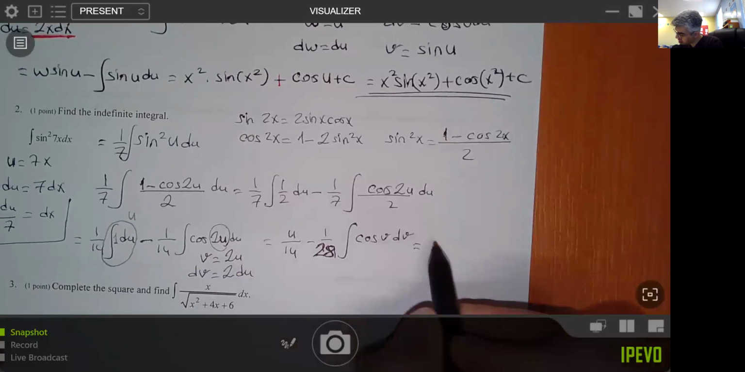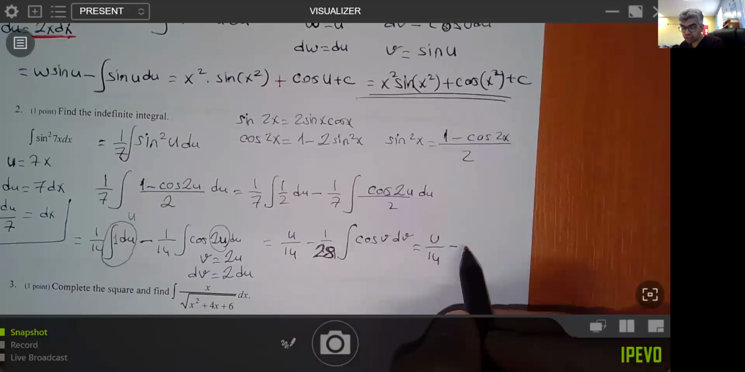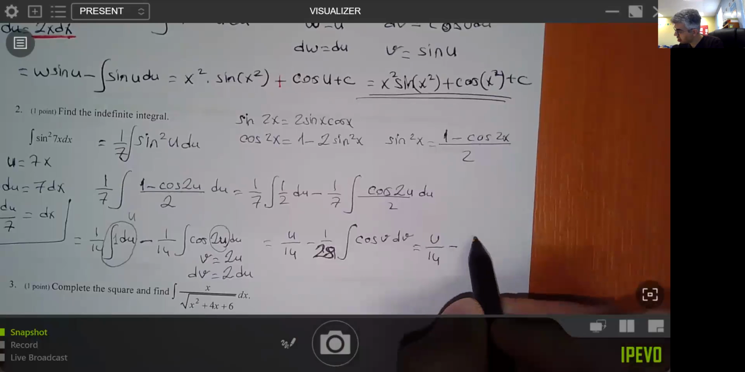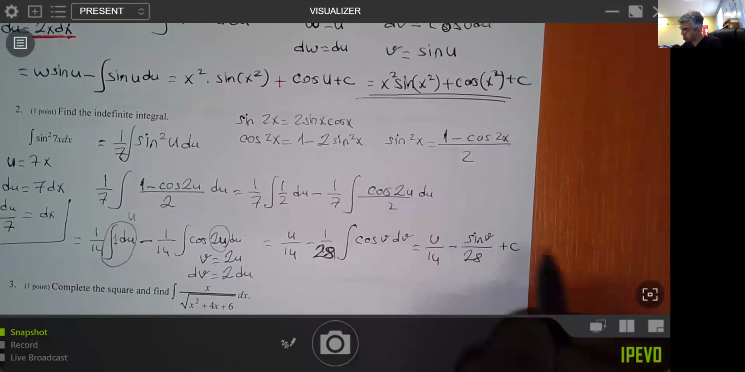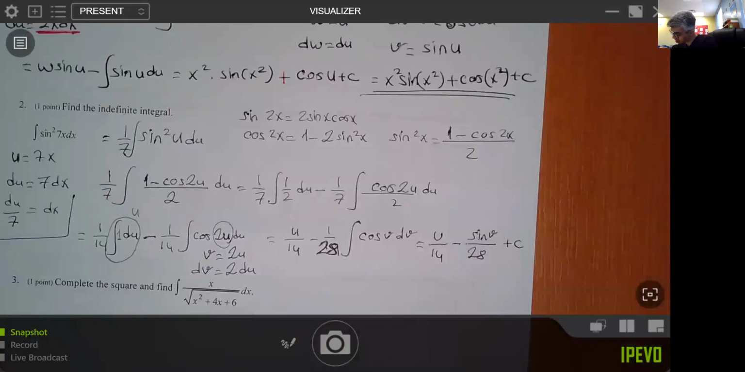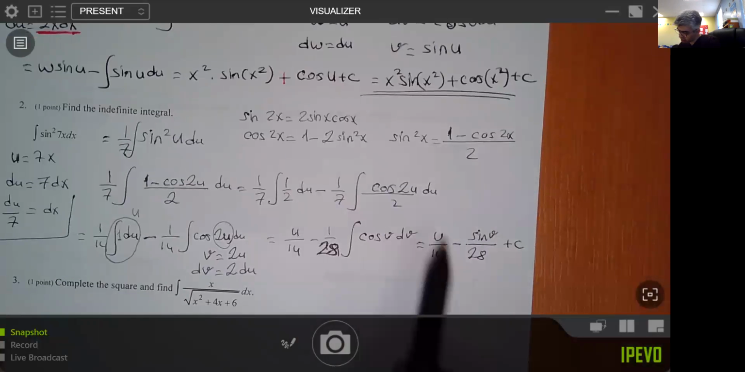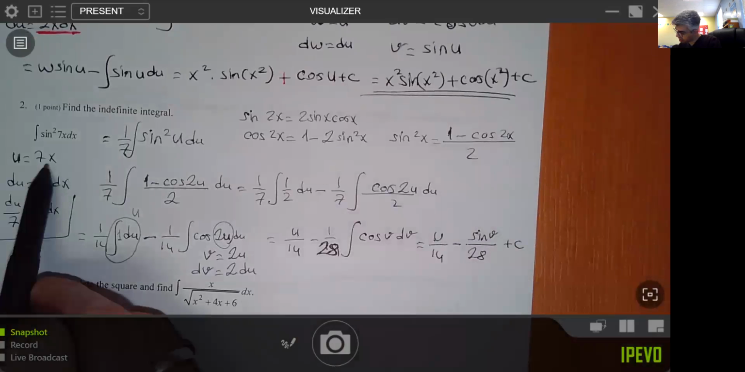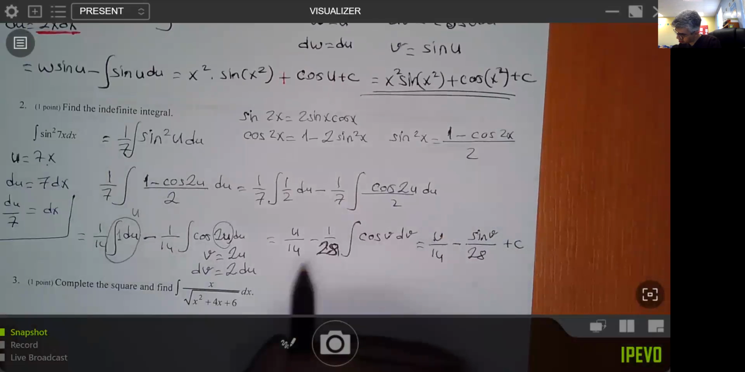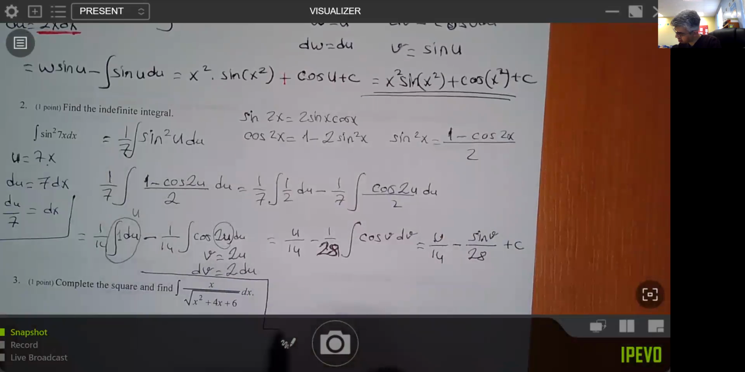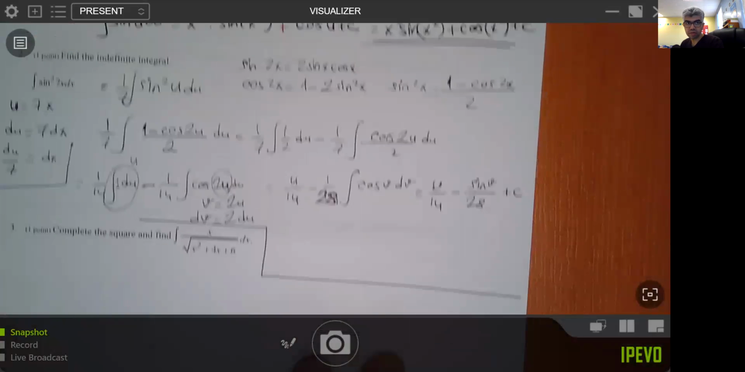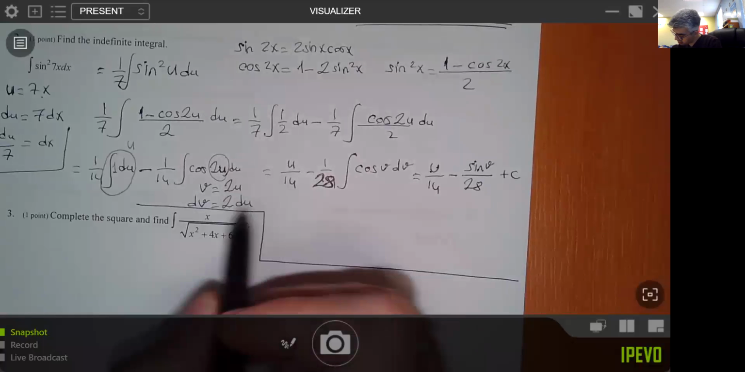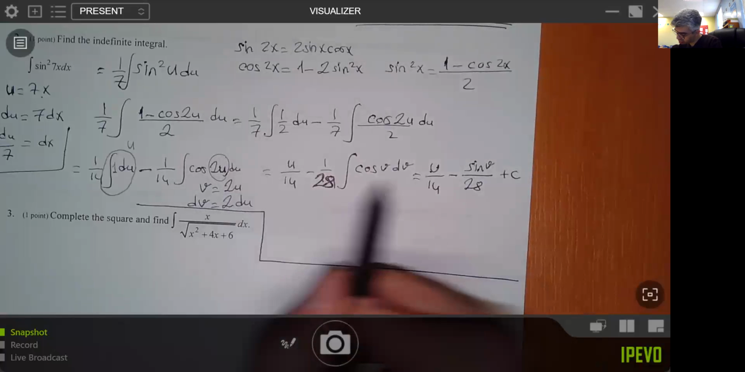So final u over 14 minus sine v over 28 plus c. Of course, it's not the final answer. I have to make necessary substitutions. Now u is 7x, okay? If I write here 7x, I need more space here. U is 7x.